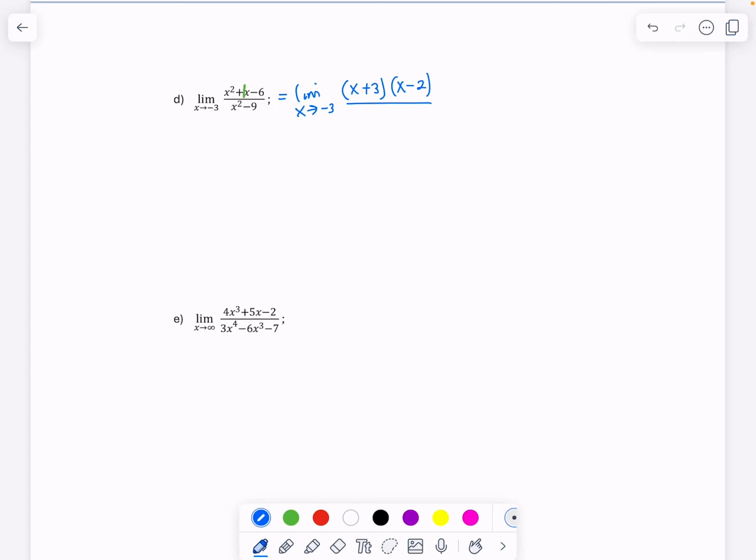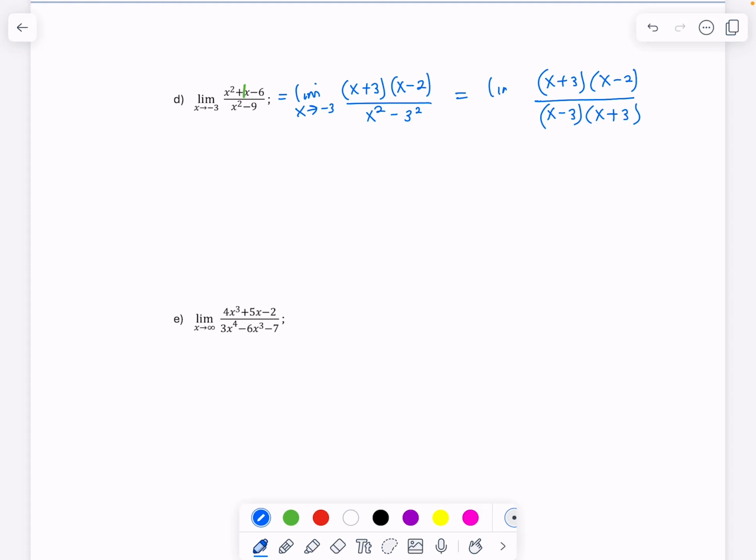Now for the denominator, this is x squared minus 9. Instead of writing 9, I can write 3 squared, and recall the difference of squares. If you have something squared minus something squared, what is that going to be? So let me write the denominator first: x squared minus 3 squared is equal to x minus 3, x plus 3, by difference of squares. Now the numerator is x plus 3, x minus 2.